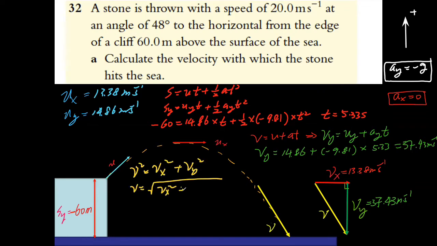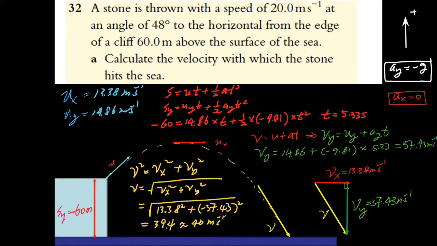Final speed: v squared equals vx squared plus vy squared. Let's plug in the values. 13.38 squared plus, since the final velocity is in the downward direction, minus 37.43 squared, and that gives us 39.4, approximately 40 meters per second.